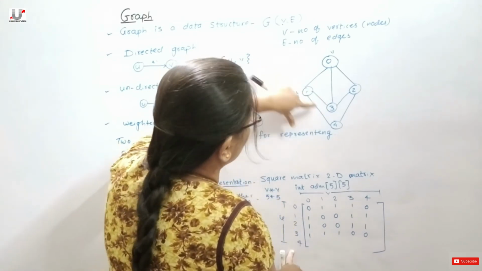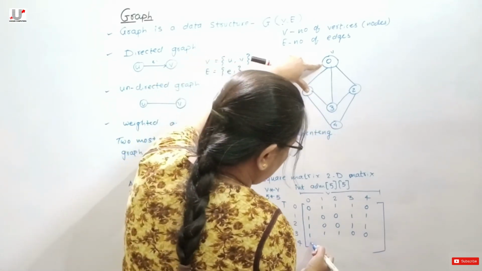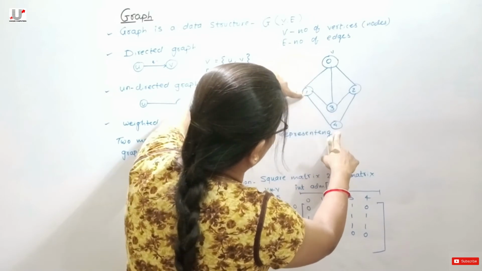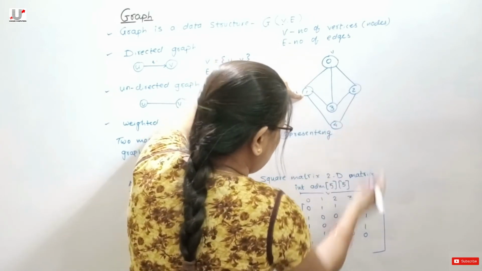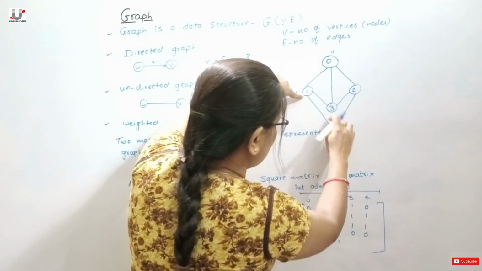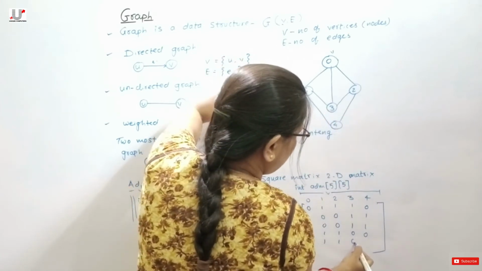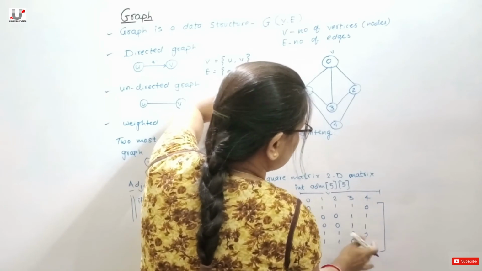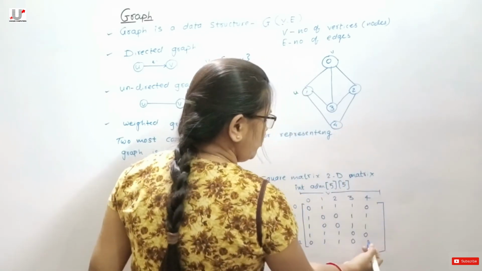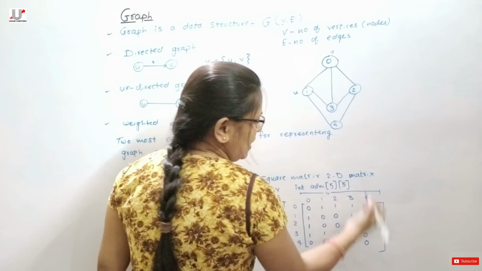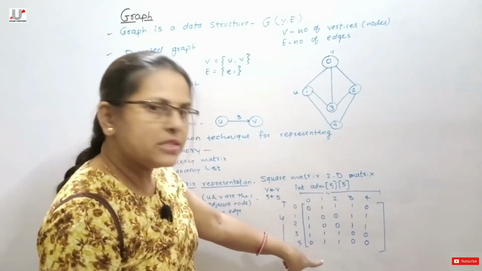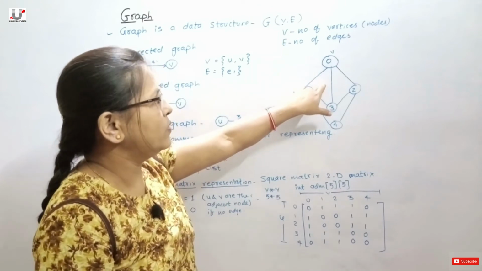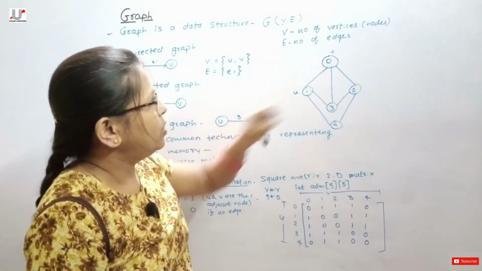Similarly from 4 to 0, there is no direct edge. From 4 to 1, yes, there is an edge. From 4 to 2, yes. From 4 to 3, no, there is no edge. And as there is no self loop, specify 4 to 4 as 0. So this is the adjacency matrix representation of the given graph.